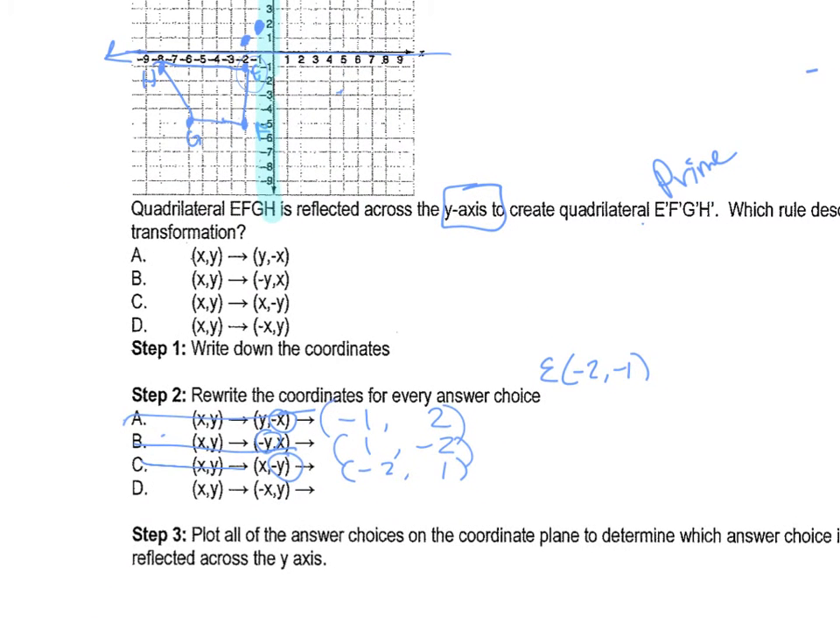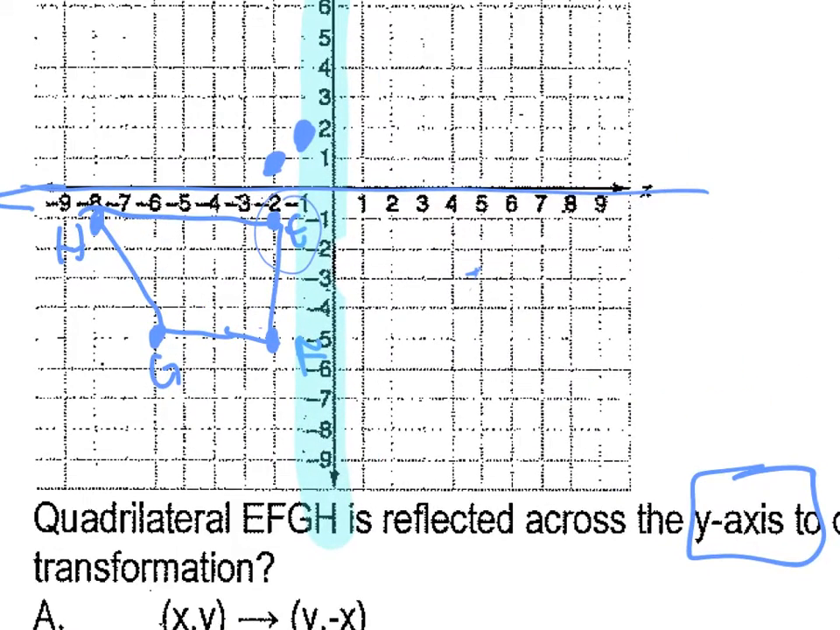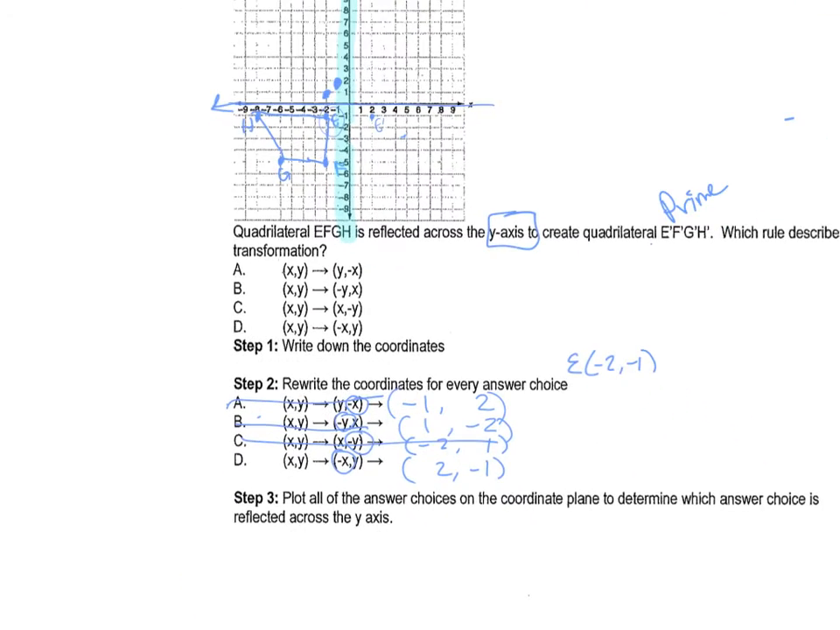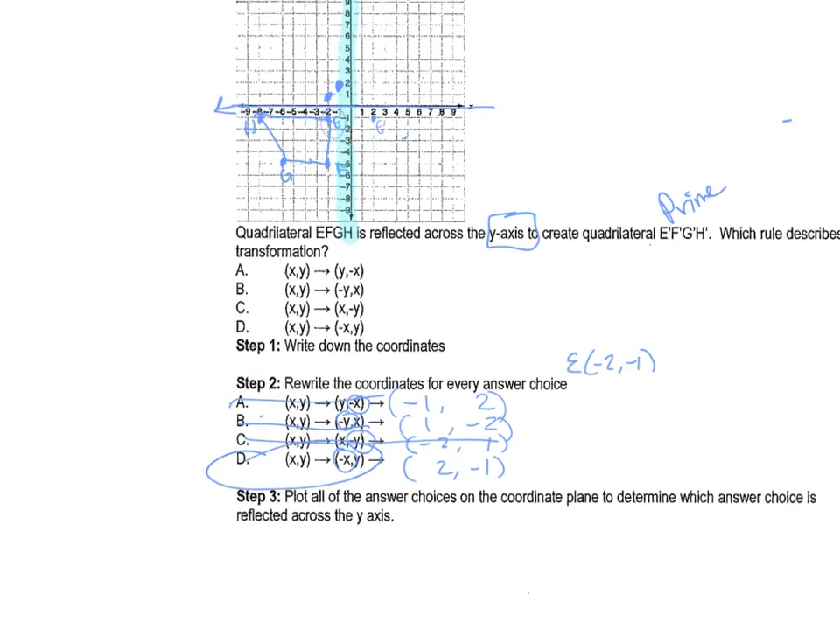So we know it's going to be D, but let's check just to make sure. So (-2, -1), but it says the sign in front of the x value changes. So (+2, -1). Okay, so does that work? Is that a mirror image, 2 away from it? D is your answer.